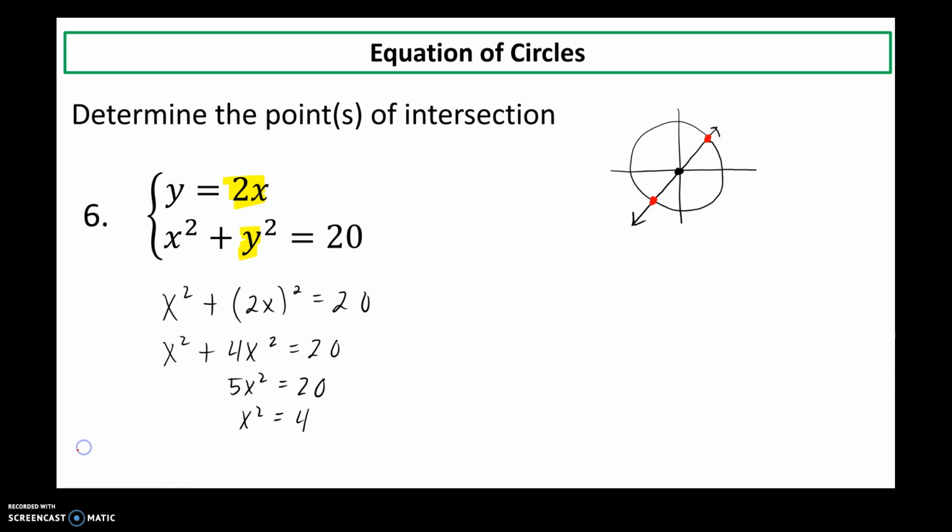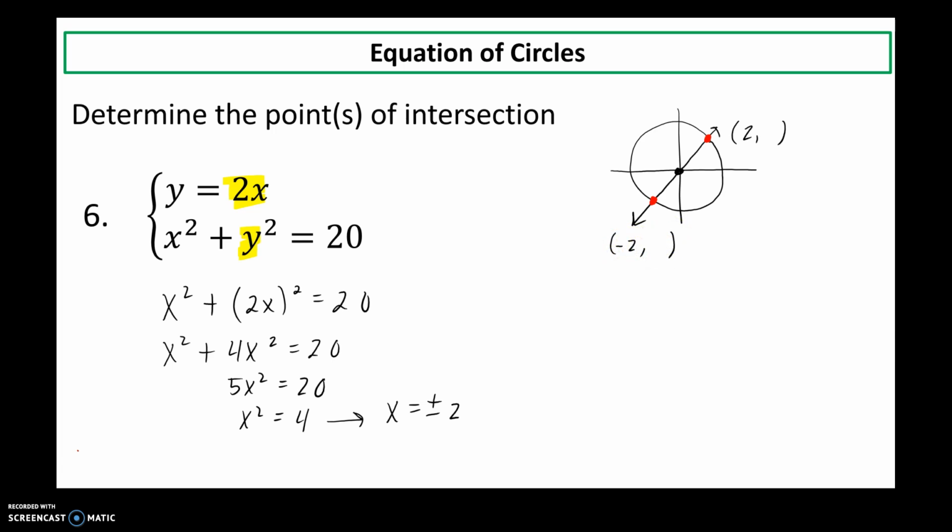Okay, so please remember, when you take the square root, 2 answers exist, a positive and a negative 2. So the point in the first quadrant would be where x is positive 2. The point in the third quadrant would be where x is negative 2.